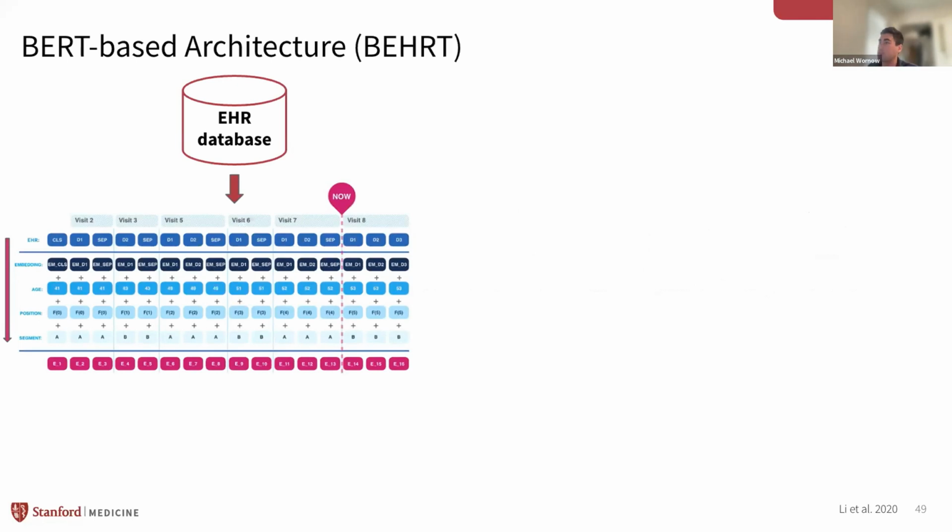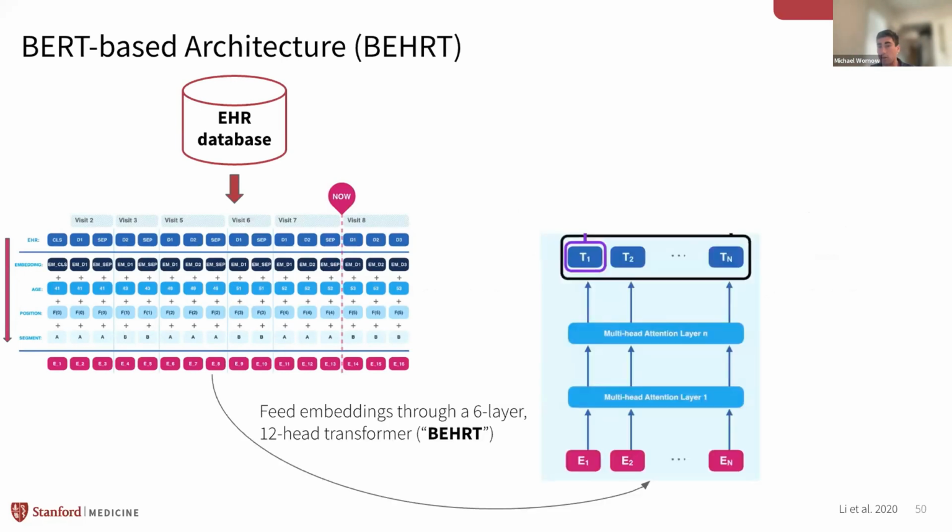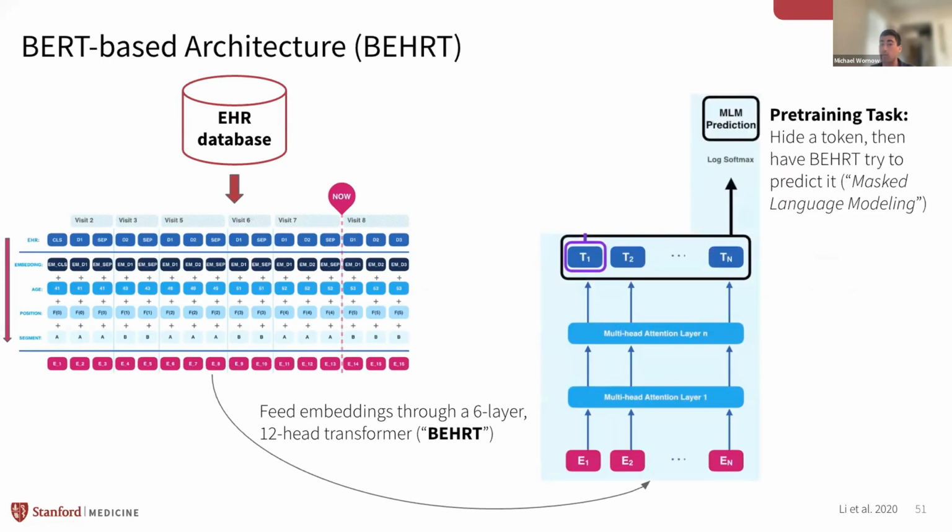And so here's a very quick overview of how a BERT-based model like BEHRT would work for EHRs. First, we'll start with our EHR database of unlabeled EHRs. We'll do the process I described before to generate embeddings for each clinical event. We'll feed these embeddings through a 6-layer, 12-head transformer, and then we'll pre-train it using masked language modeling as our objective, just like you would with natural language.